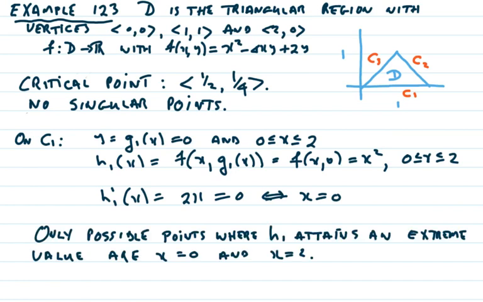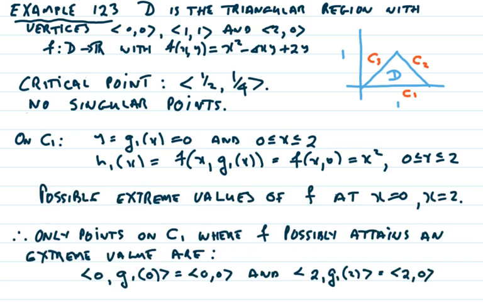We know that a function of one variable defined on a closed interval attains its extreme values either at the critical points or at the endpoints of the interval. Therefore, the only possible points where h1 attains an extreme value are at x equals 0 and x equals 2. We can now conclude that the only points on C1 where f can possibly attain an extreme value are at the points (0, 0) and (2, 0).